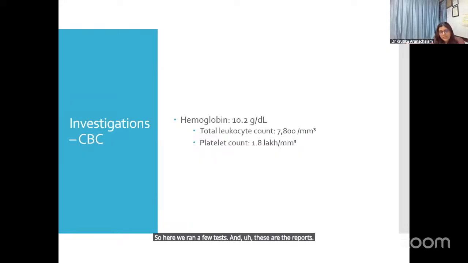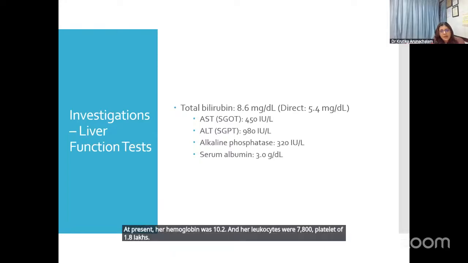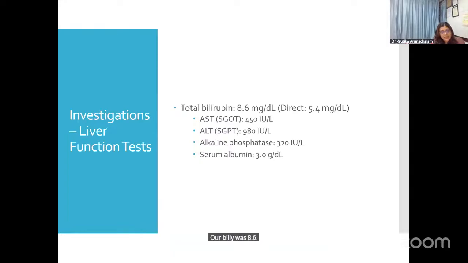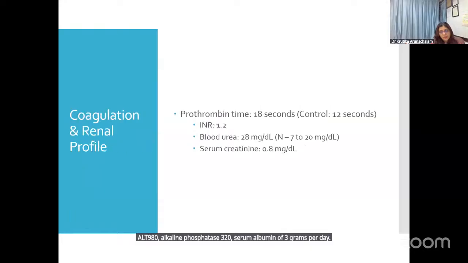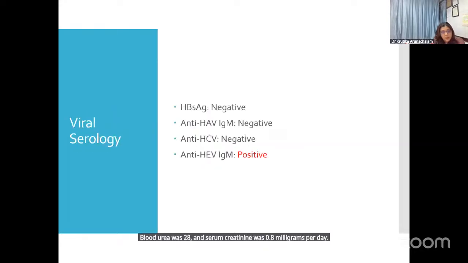At present, her hemoglobin was 10.2 and her leukocytes were 7,800, platelets 1.8 lakhs. Her bilirubin was 8.6, AST was 450, ALT 980, alkaline phosphatase 320, serum albumin 3 grams per dL. Prothrombin time was elevated at 18 seconds, INR was 1.2. Blood urea was 28 and serum creatinine was 0.8 milligrams per dL. We ran her viral markers and she was anti-hepatitis E IgM positive.